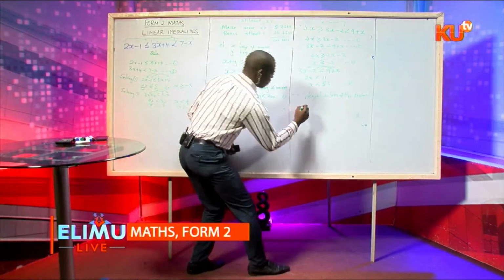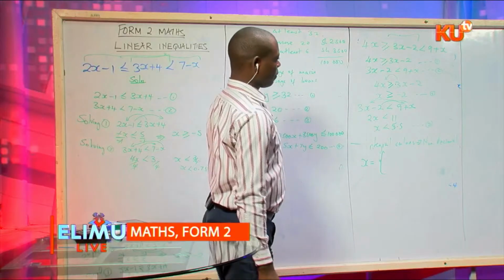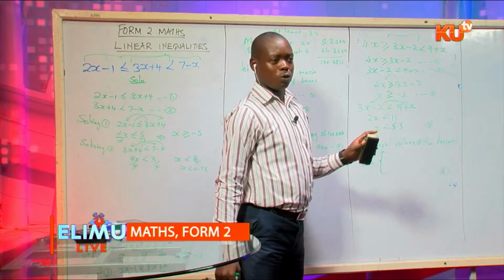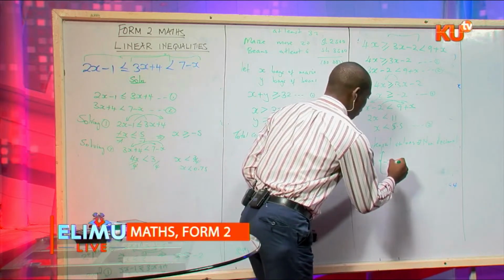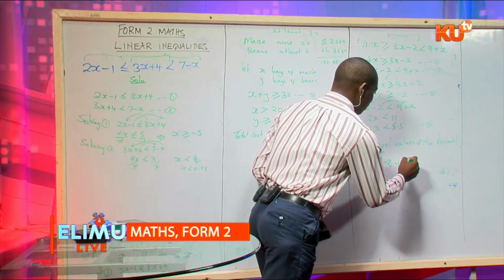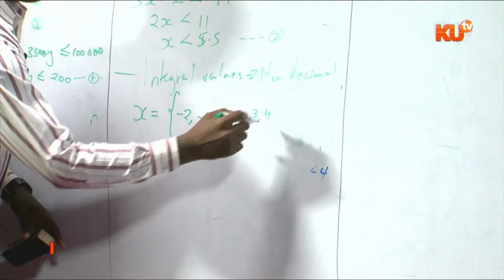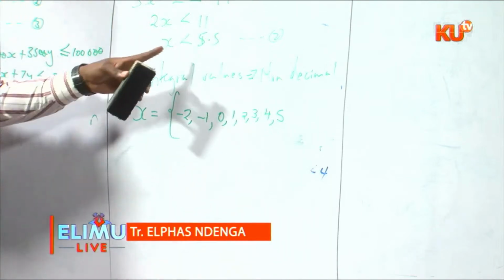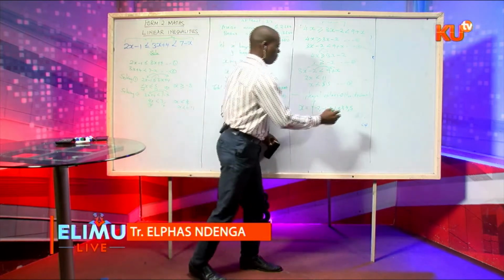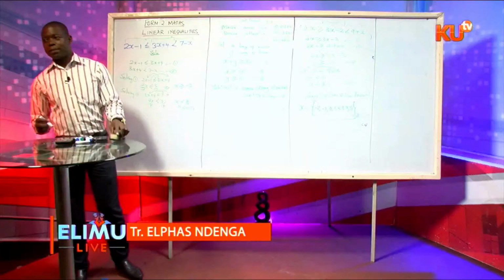So the integral values of x now will be, we use the curly bracket. If x is greater than negative 2 or equal to, then negative 2 is one of the solutions. Then we go to negative 1, 0, 1, 2, 3, 4, and 5. Because it's supposed to be less than 5.5, and the nearest whole number to 5.5 is 5. So those will become the list of integral values of x.